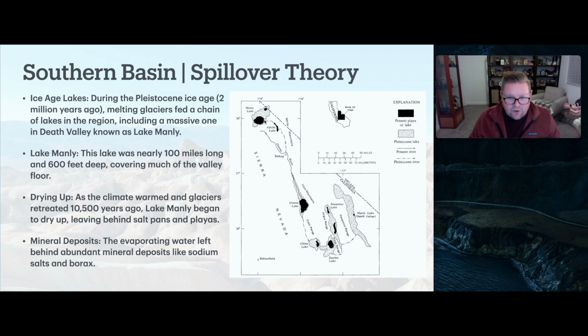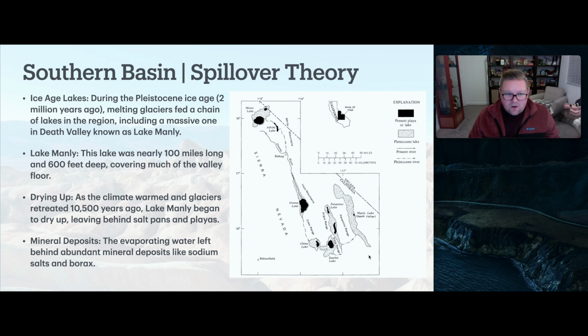So here's Mono. Mono dipped into Adobe, spilled over by the White Mountains into the Owens Valley, then China, Searles, then it spilled over into Panamint, and then lastly filled up Lake Manly, or Death Valley. Massive, massive area.